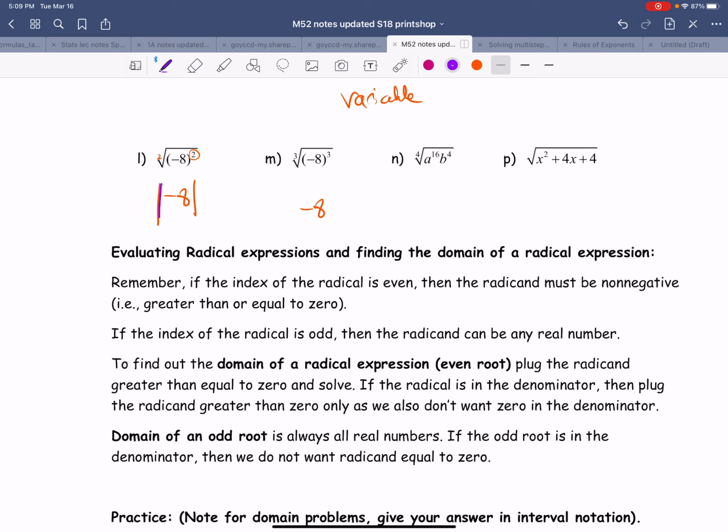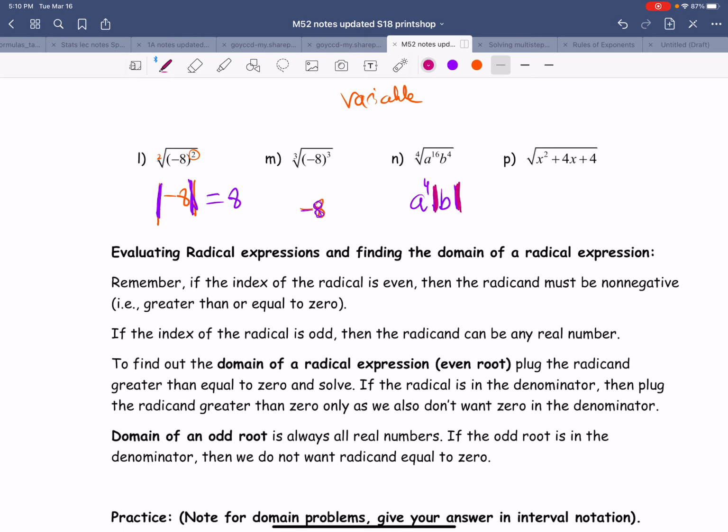We will put the bars around -8, and your answer will be actually +8 because we want to make sure the answer to a square root is positive only. Next, we will do 3 divided by 3, the exponent divided by the index. So I'd have -8 as my final answer. 4th root, 16 divided by 4, a to the 4th comes out, b comes out. Well, is there a danger that a to the 4th can be negative? No. Even if a is negative, the 4th power of a will still be positive, so no need to worry about that. But the b has a danger of being negative, so we want to put the absolute value bars.